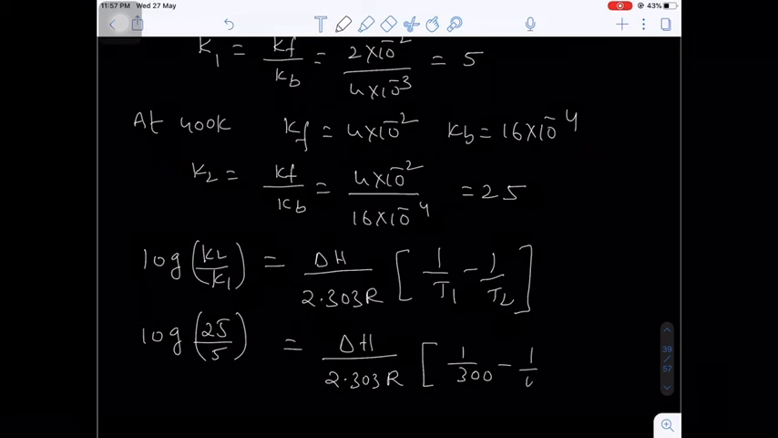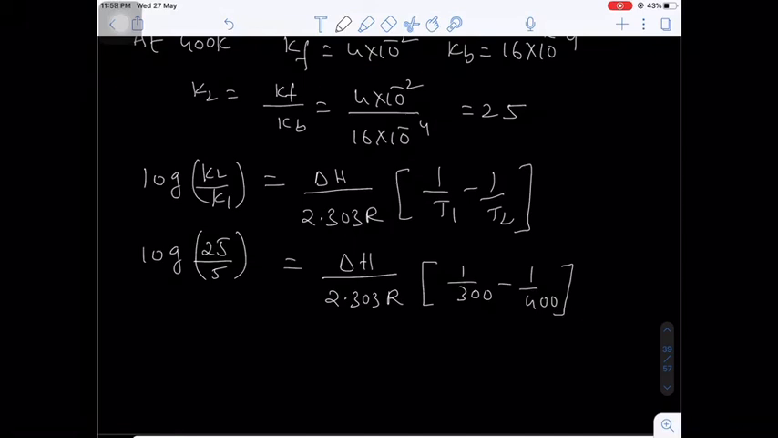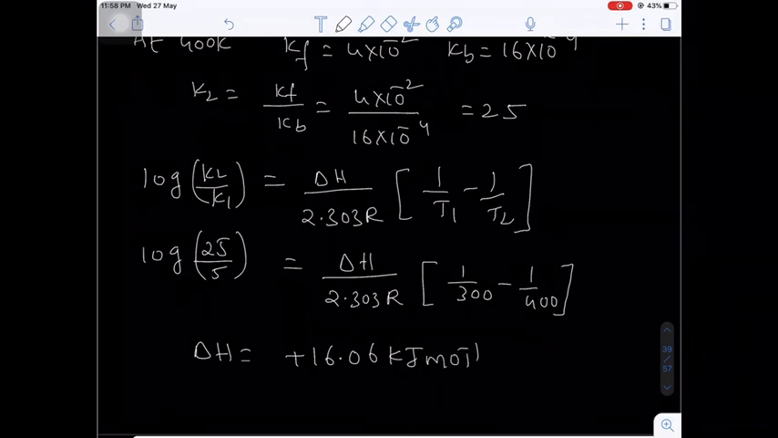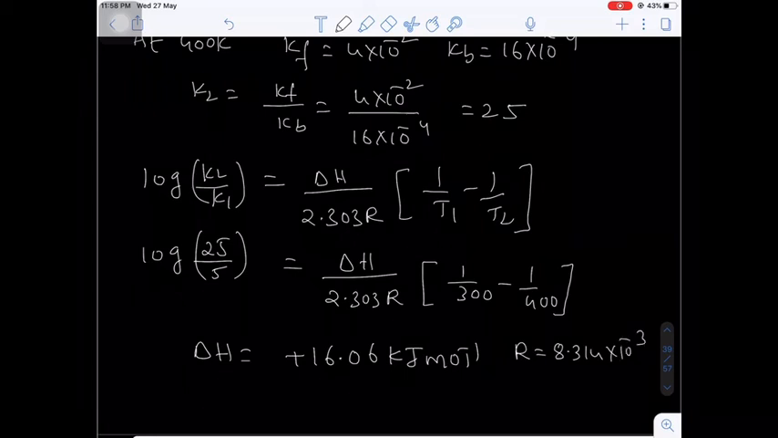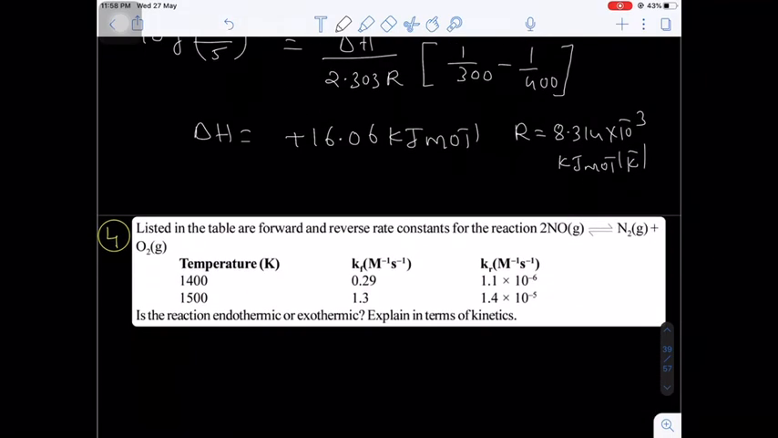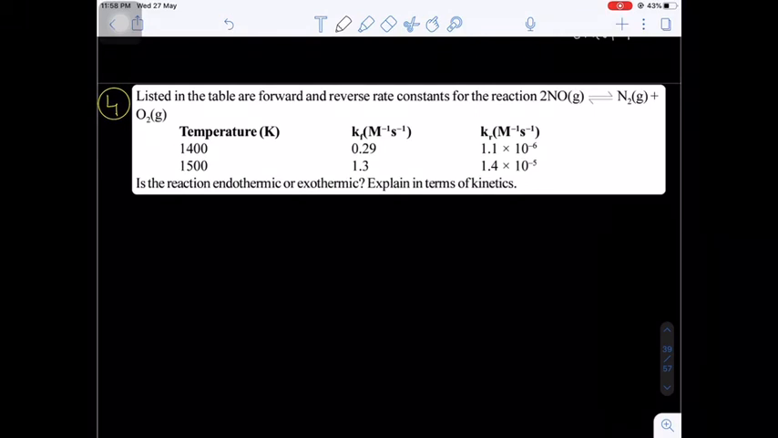Now what is the temperature? T1 is 300. So 1 by 300 minus 1 by 400. Okay. From here, if you solve for the delta H value, you will get the final answer, which is equal to 16.06 kilojoule per mole. That means the R value should be taken as 8.314 into 10 raised to minus 3 kilojoule mole inverse Kelvin inverse. That is depending upon the option.